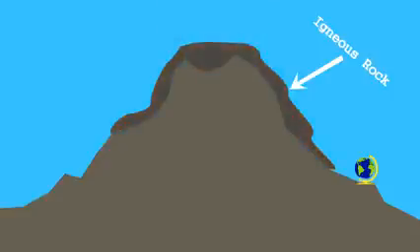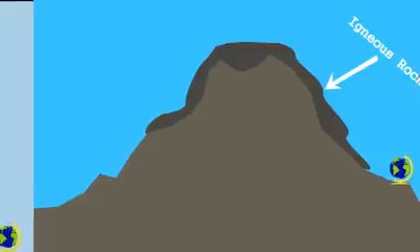Sedimentary and metamorphic rocks can become igneous rocks by melting and hardening, although this is a very rare occurrence. Now, let's move on to sedimentary rocks.